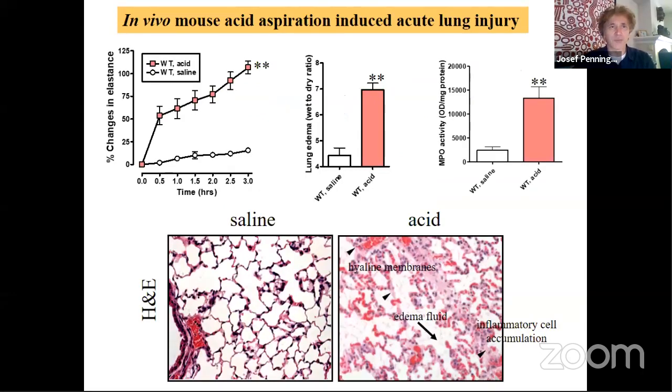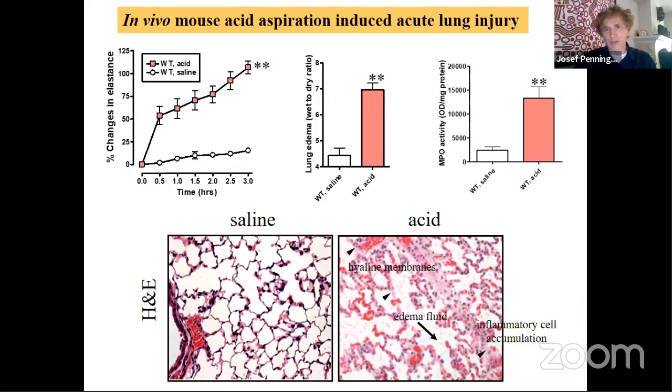So this was our initial model, acid aspiration injury. As you can see, we change elastance, so lung function. There's edema formation after acute acid challenge of the mice. There's inflammation determined by MPO activity. And this is how the histology looks: the hyaline membranes, the edema formation, the inflammation. Very rapid, happening within hours after we challenged animals.